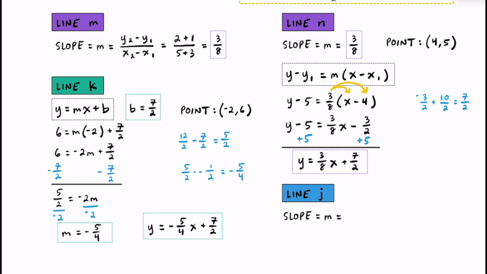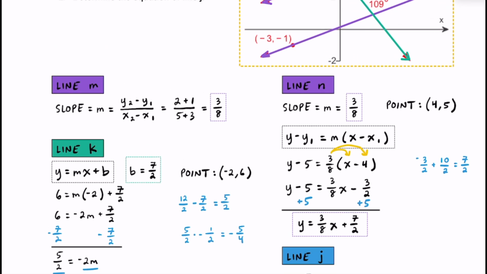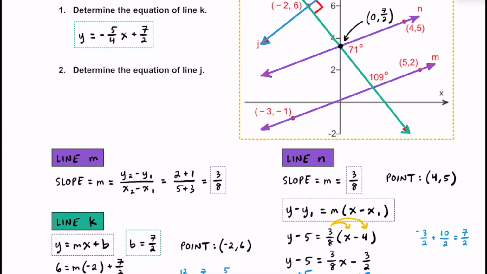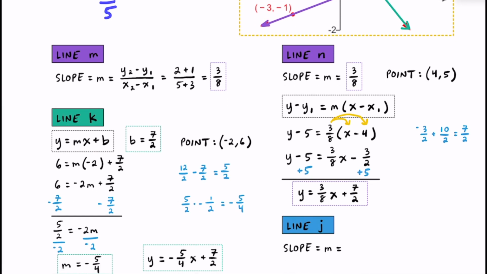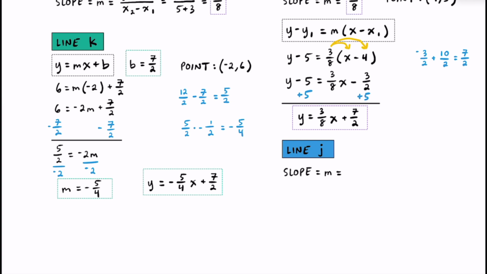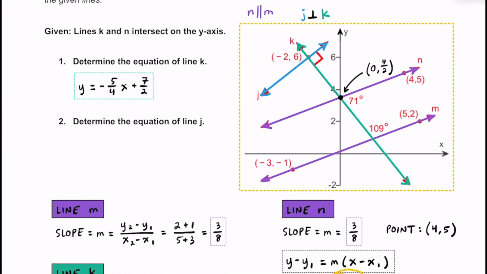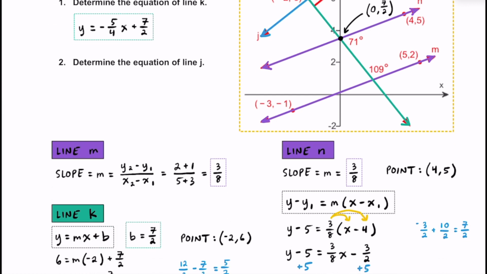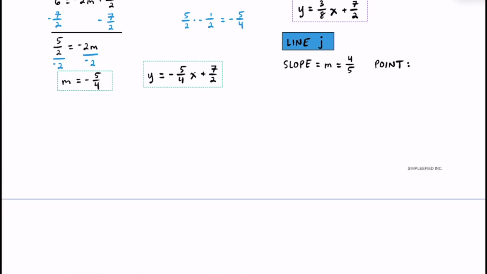So let's go ahead and do our final line, line j. For the slope here, let's see what was our slope for line k. Well, line k had a slope of -5/4, so the opposite reciprocal would be +4/5, right? So let's write that down as our slope for line j. That's going to be +4/5. As for a point, we knew it was going to share that point with line k. So if we look at the picture again, for line j, that's this one here. We know that we have this -2, +6. So let's write that down as well: -2, +6.